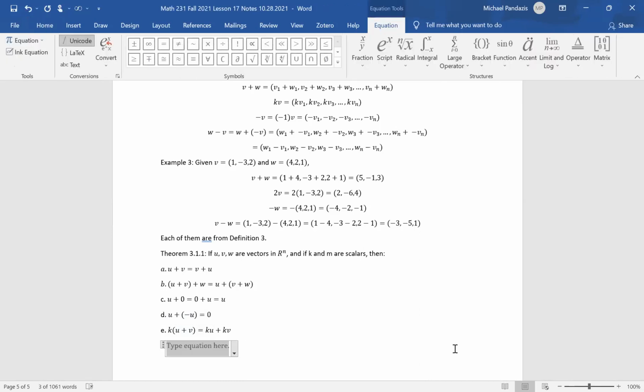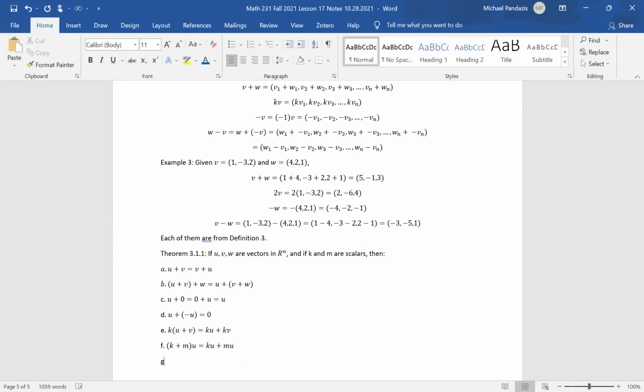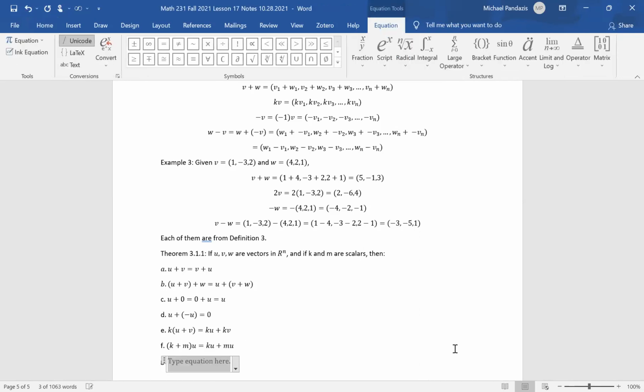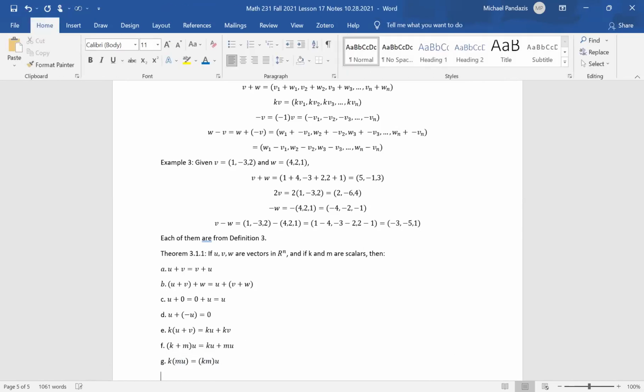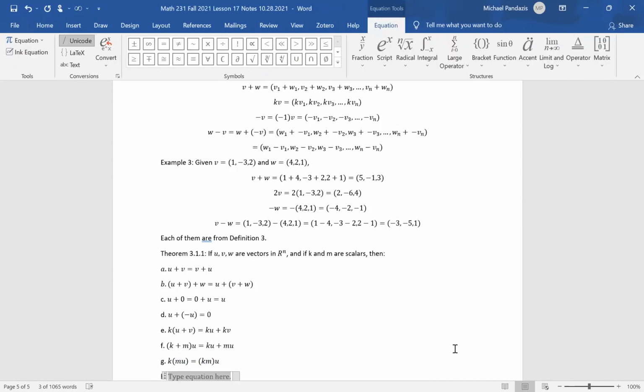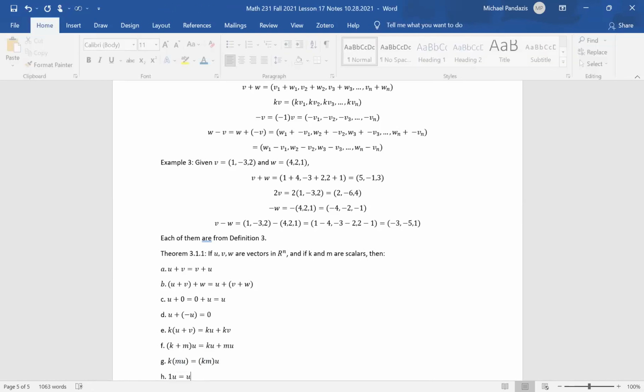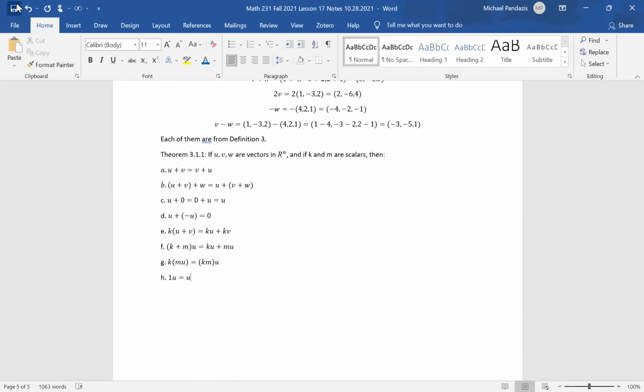F, k plus m times u is equal to ku plus mu. And G, k times mu is equal to km times u. And H, 1u equals u. This is theorem 3.1.1. If u, v, and w are vectors in Rn, and if k and m are scalars, then you have A through H here. Okay, so this is just commutativity, A.